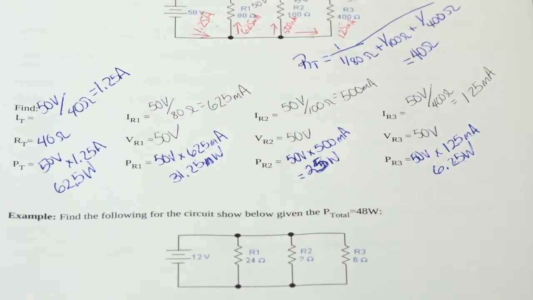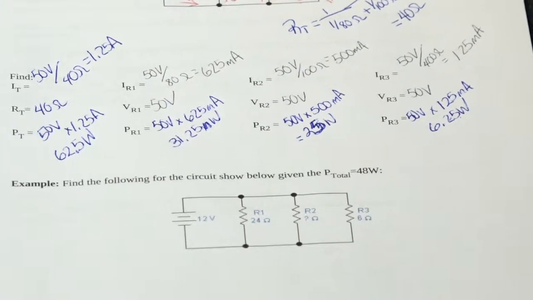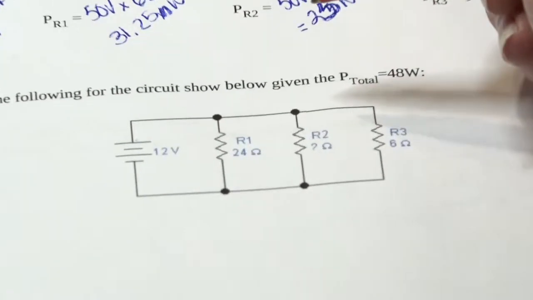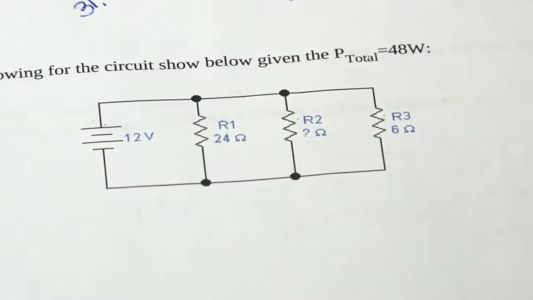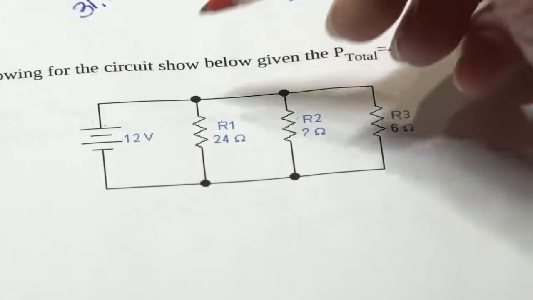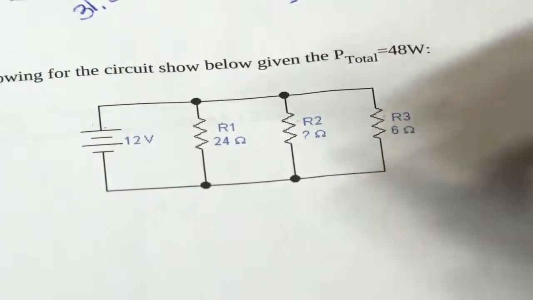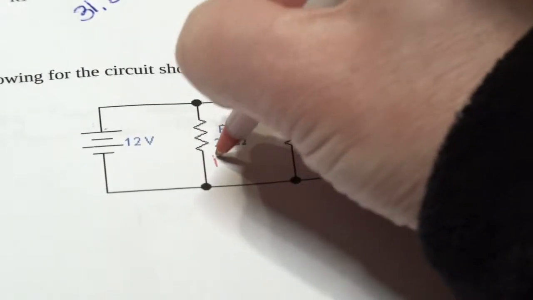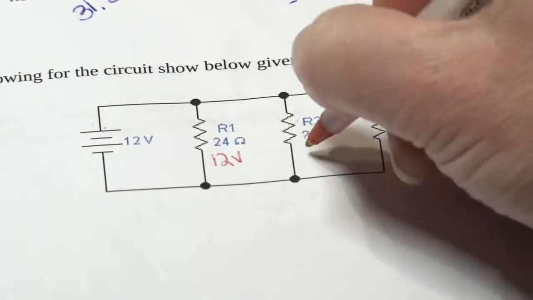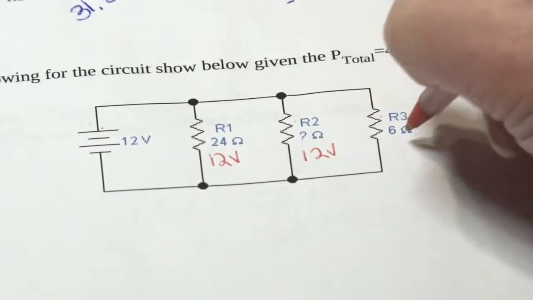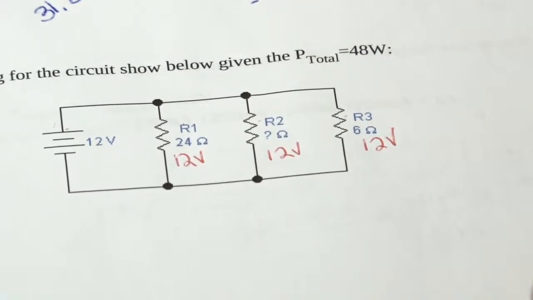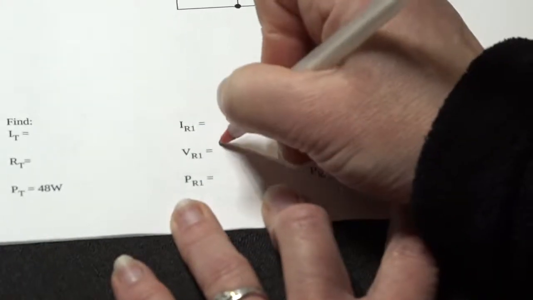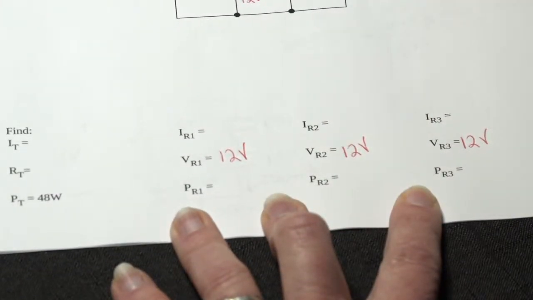Now, we will come down and do our next circuit here. Our next circuit, we have 3 resistors all in parallel. So we know that the voltage across each one is going to be 12 volts. So we got 12 volts here, 12 volts here, and 12 volts here. So let's go ahead and write those down. 12 volts, 12 volts, 12 volts.